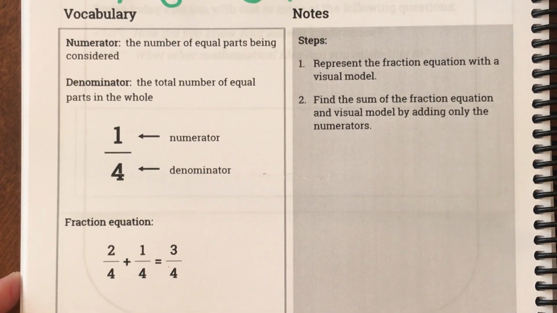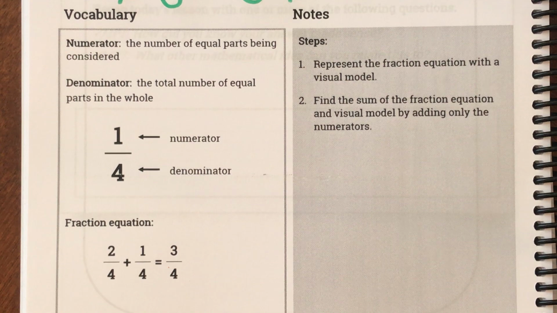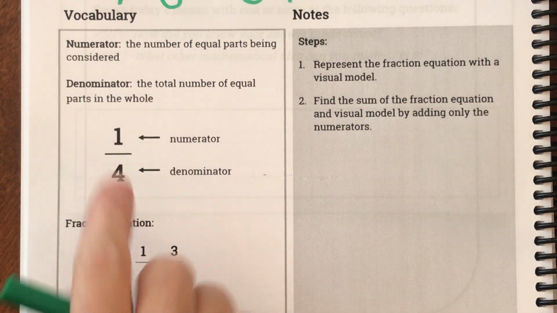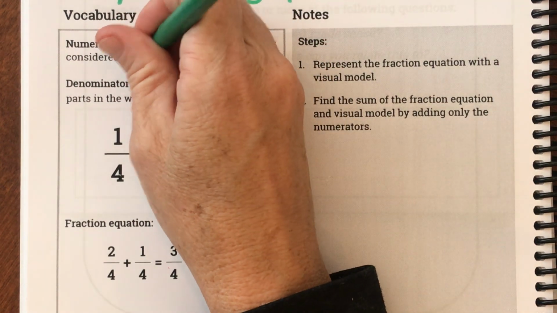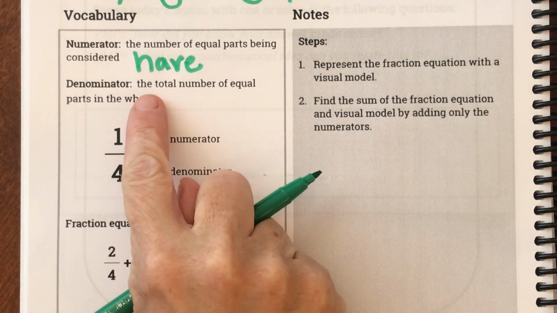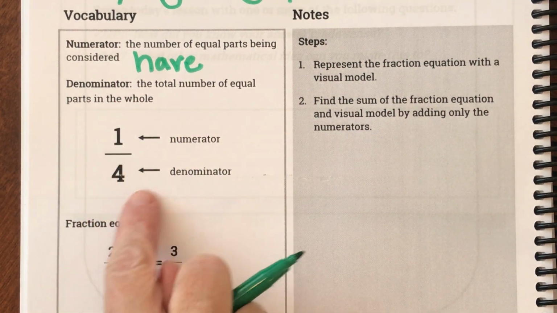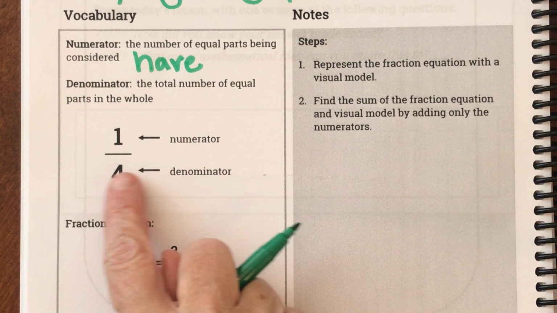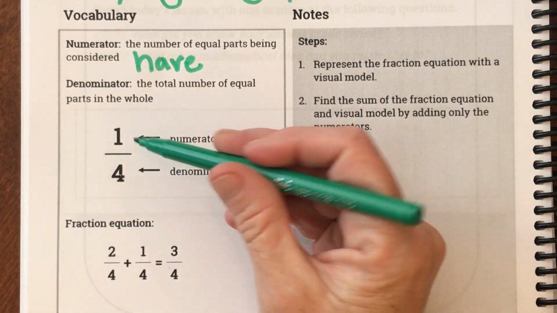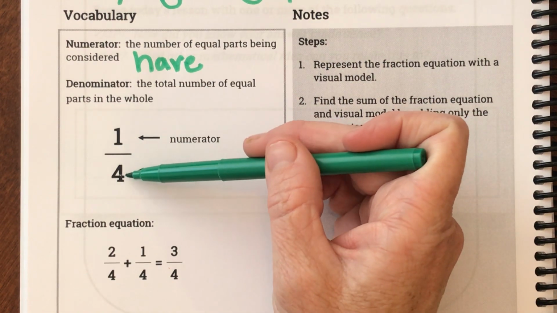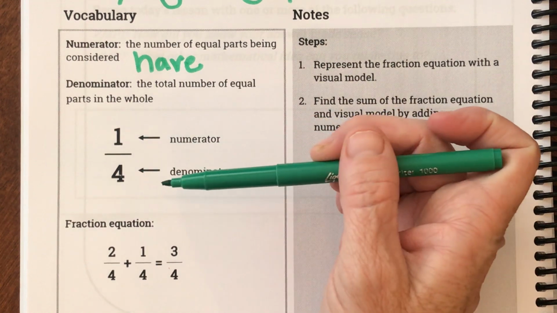Our first 2 words are numerator and denominator, the 2 parts of a fraction. The first one says the number of equal parts being considered. So that's our numerator right here on top. I like to think of the numerator as what I have. The denominator is the total number of equal parts in the whole. So how many has the whole been cut into or divided into or split into? Those are words that I think about. So when I see 1/4, I think I have 1 out of the 4 pieces. So a cake or a pie was cut into 4 pieces and I have 1 of the 4 pieces.